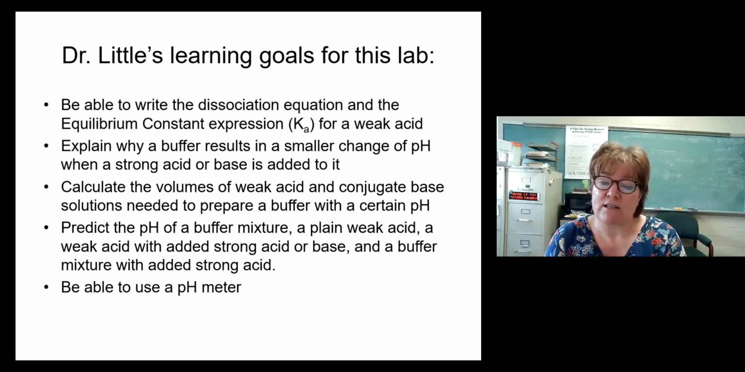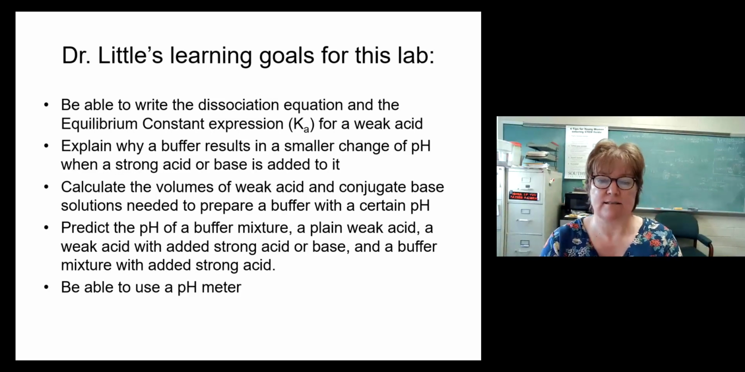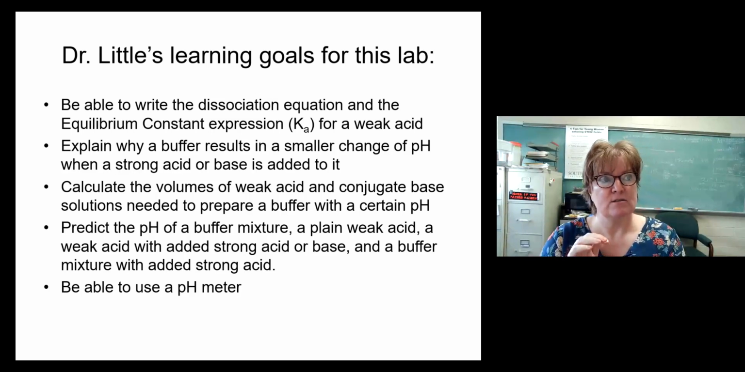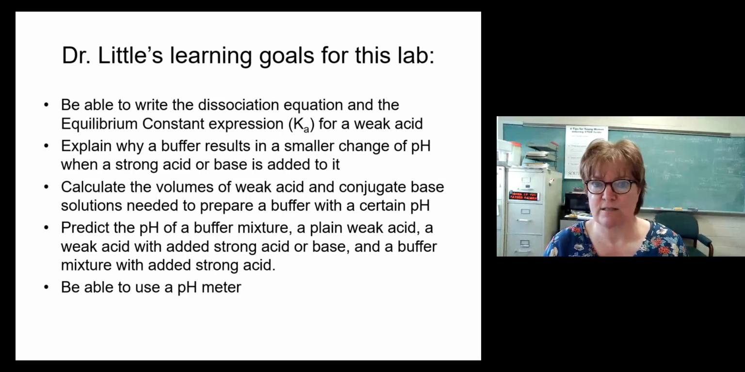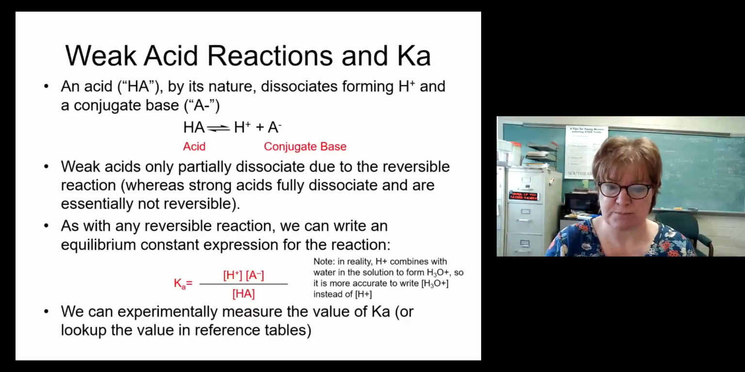We're not going to calculate the volumes of weak acid, so skip that one. Sorry, I didn't take it off. Predict the pH of a buffer mixture. A plain weak acid, a weak acid with an added strong acid, a weak acid with an added strong base. So we're going to do a variety of different pHs. What happens when you do this? And be able to use a pH meter.